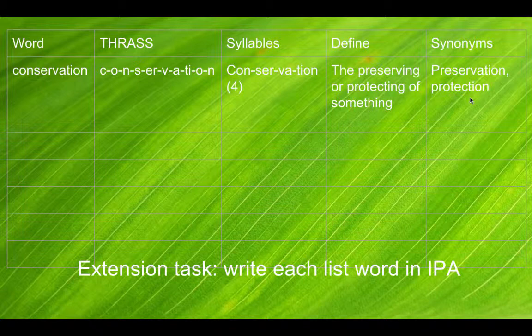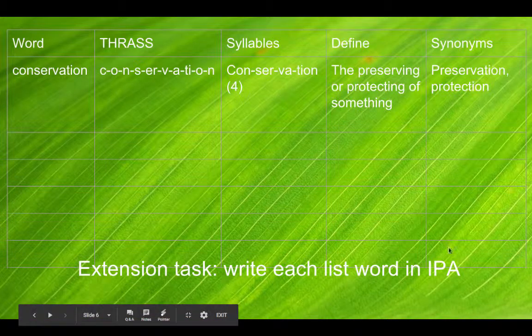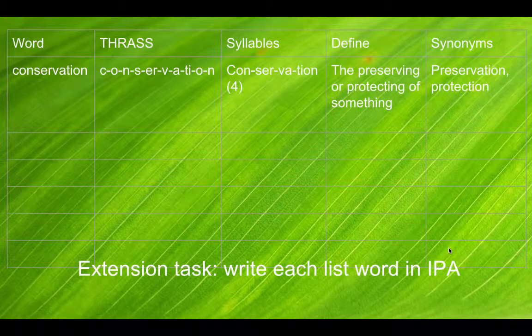I've given a definition and some synonyms too. You need to do this task for all 6 of the words, all 6 of the shun words for week 2. And of course, your extension task, if you can do all of that, is to write each of those 6 list words in IPA. Good luck if you are choosing to do that, and good luck with the rest.